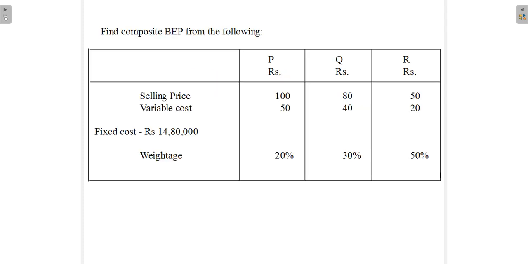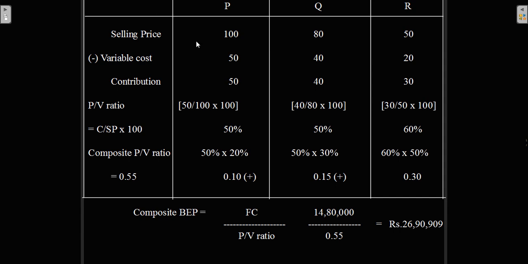The first sum is about a company with three different products, P, Q and R, with three different selling prices and variable costs. They've also given us the fixed cost and the weightage for each product. We are asked to calculate the BEP for this concern. To find the break-even point, first we need to calculate the contribution. Contribution is calculated by deducting variable cost from selling price. They have given the details in the question, so we are using it to find the contribution.